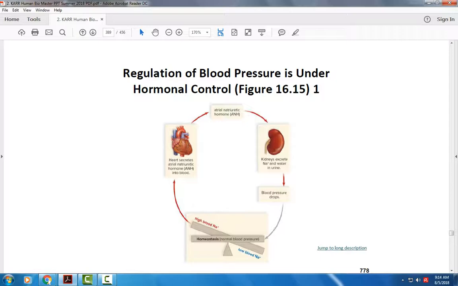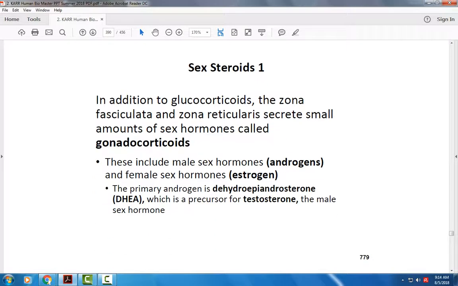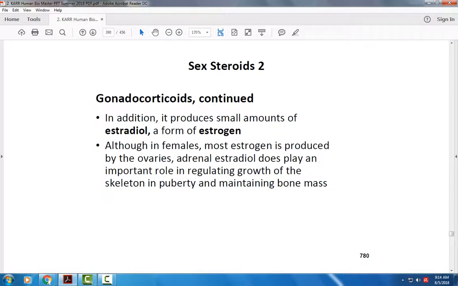And then lastly, we have the sex steroids. Those are the hormones that are released by the ovaries and the testes. We know that estrogen is the primary female hormone and testosterone is the primary male hormone. Regardless, the secretion of these hormones is controlled by the hormones of the anterior pituitary, FSH and LH, which act on the ovaries and testes, stimulating them to produce their hormones.